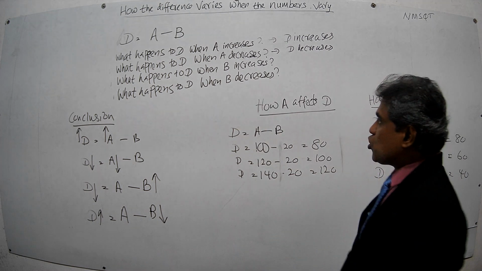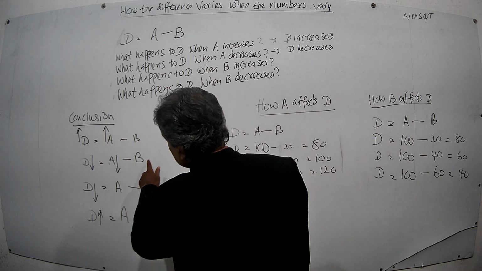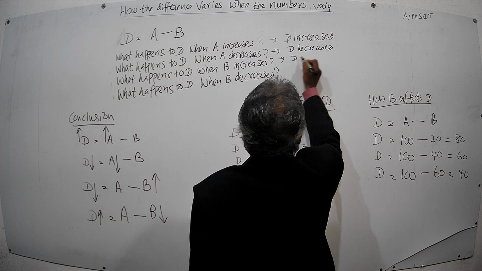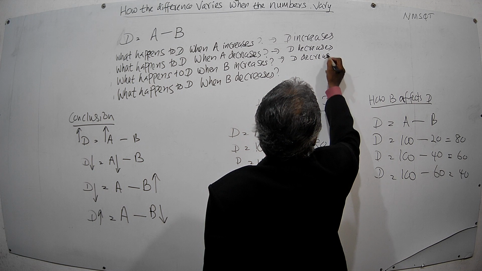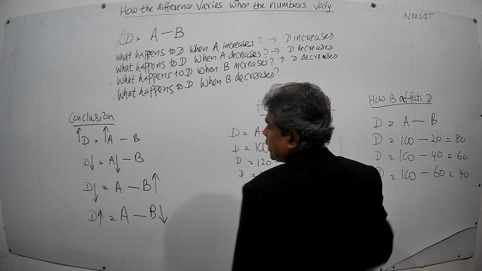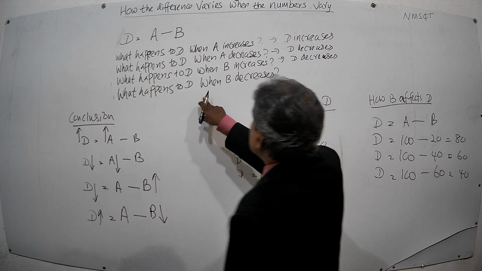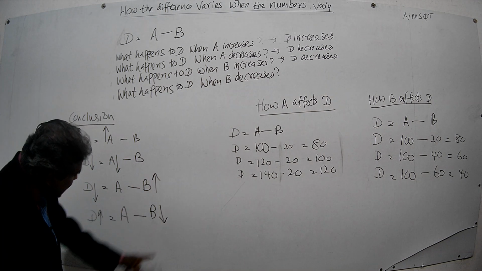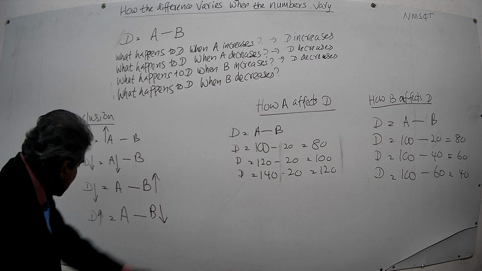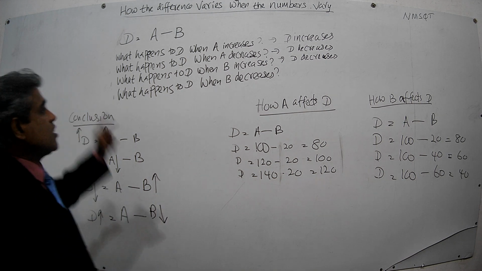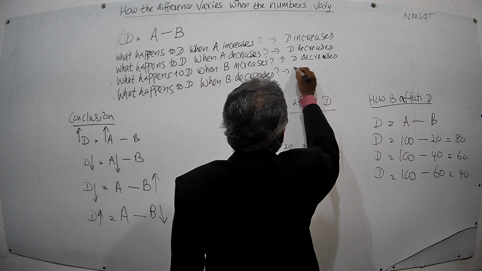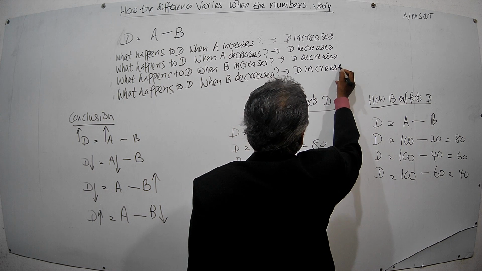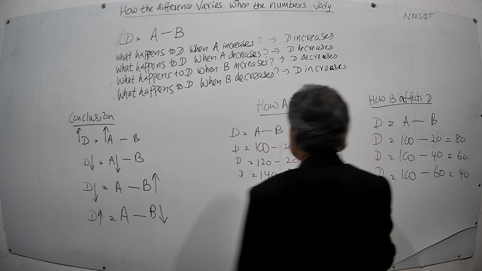These are the answers. Then what happens to D when B increases? When B increases, D decreases. The answer is D decreases. Right. Then what happens to D when B decreases? We observed that when B decreases, D increases. Therefore, we can write D increases. Right. These are the outcomes of our experiment here.